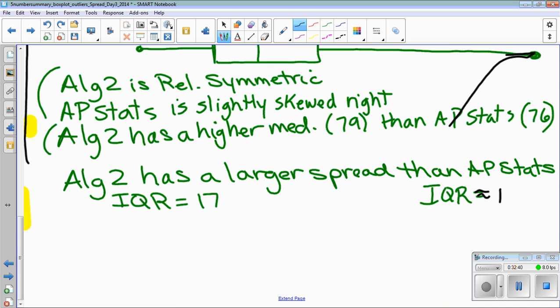It's approximately 10. Larger spread. What does that mean? If the spread's larger, what does that mean? Hunter? It's more widely variable. Here is a word you're going to hear and use a lot in this class: variability. Which one of those sets of scores is more variable than the other?